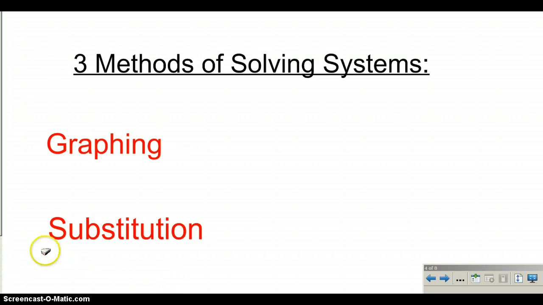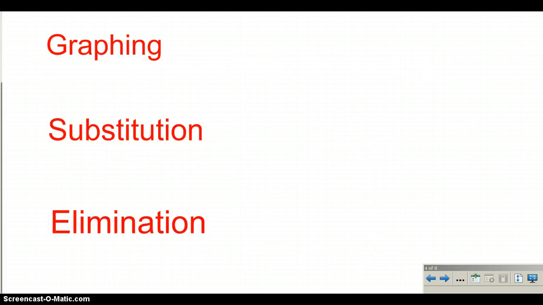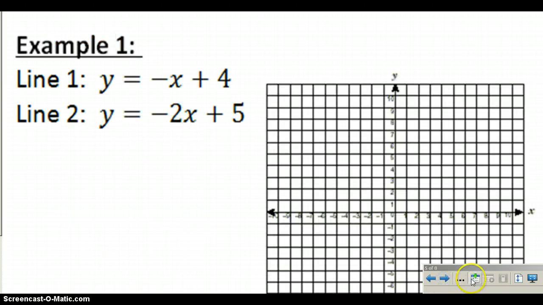There are three methods to solving. This one is just going to be the first one that we look at. There's graphing, substitution, and elimination. So we're going to start with some graphing examples here.